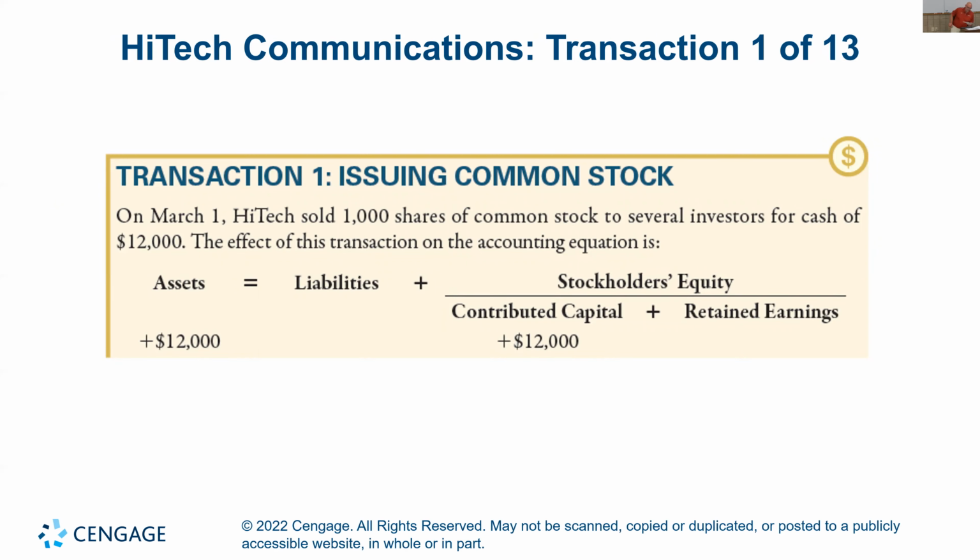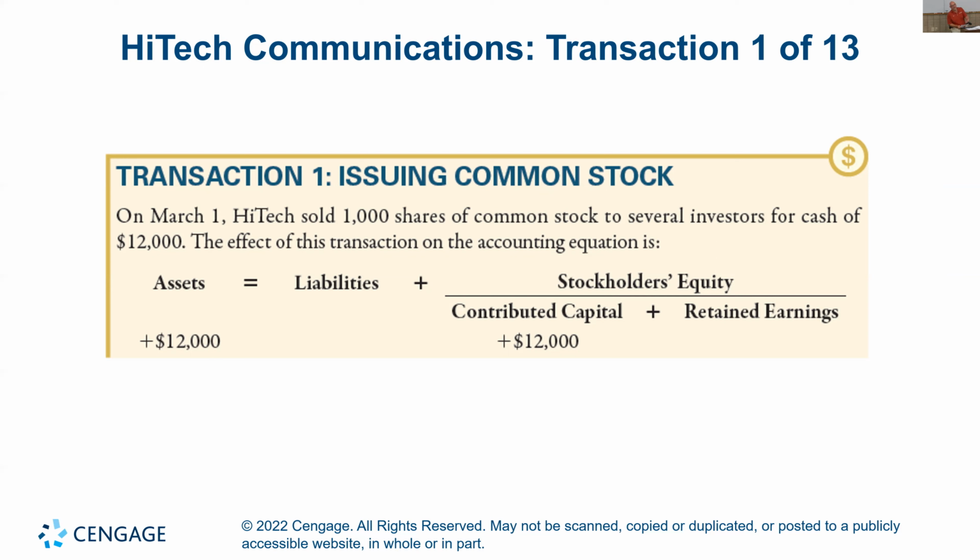All right, we're going to run through the chapter 2 slide handout. On March 1st, High-Tech sold 1,000 shares of common stock to several investors for cash of $12,000. The effect on the accounting equation: first, the dollar amount we're dealing with is $12,000. We sold shares of common stock to several investors for cash, which means the business is getting cash. Cash is an asset, so our assets are going up by $12,000.